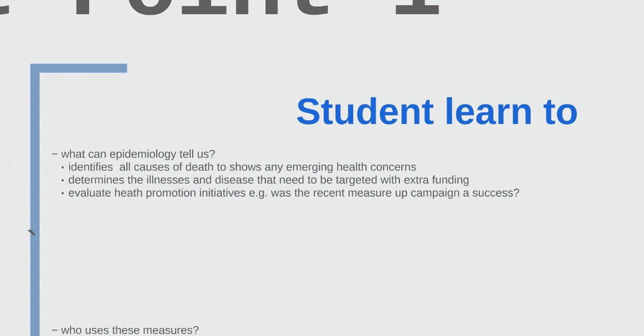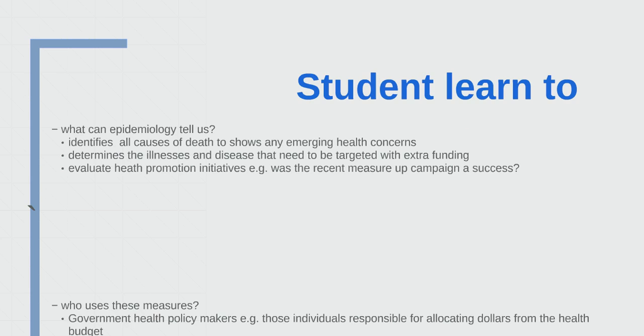So again, diabetes, that's been an emerging health concern. The government should be allocating more funds towards that. And finally, it helps evaluate health promotion initiatives. So a few years ago, there was a health promotion initiative called the Measure Up campaign, which was used to try and lower the rates of obesity in this country by getting people more physically active. And by studying information such as cardiovascular disease, diabetes, etc., health officials will be able to determine whether that health initiative was actually successful or not.